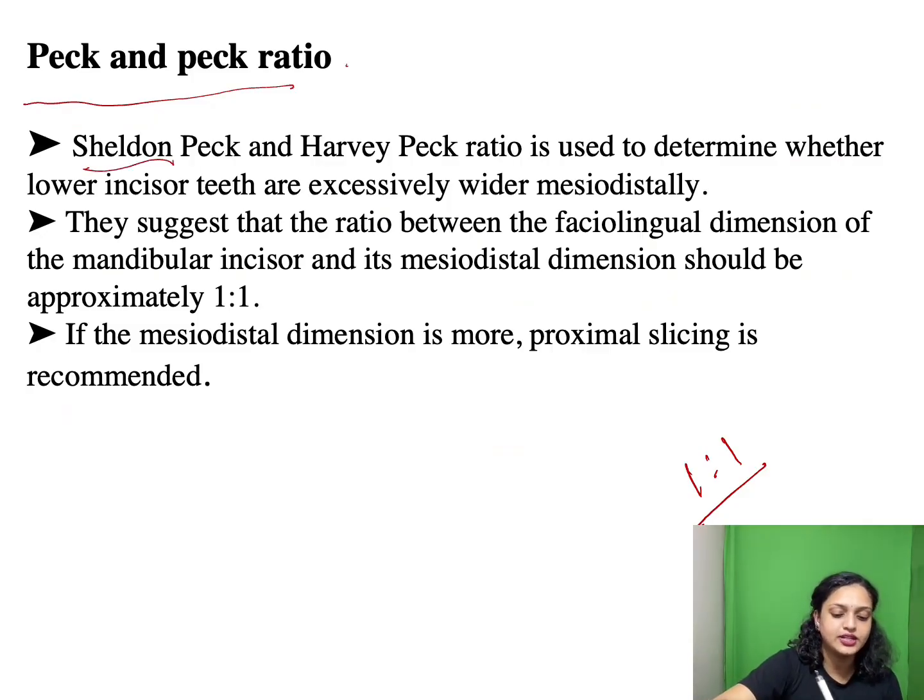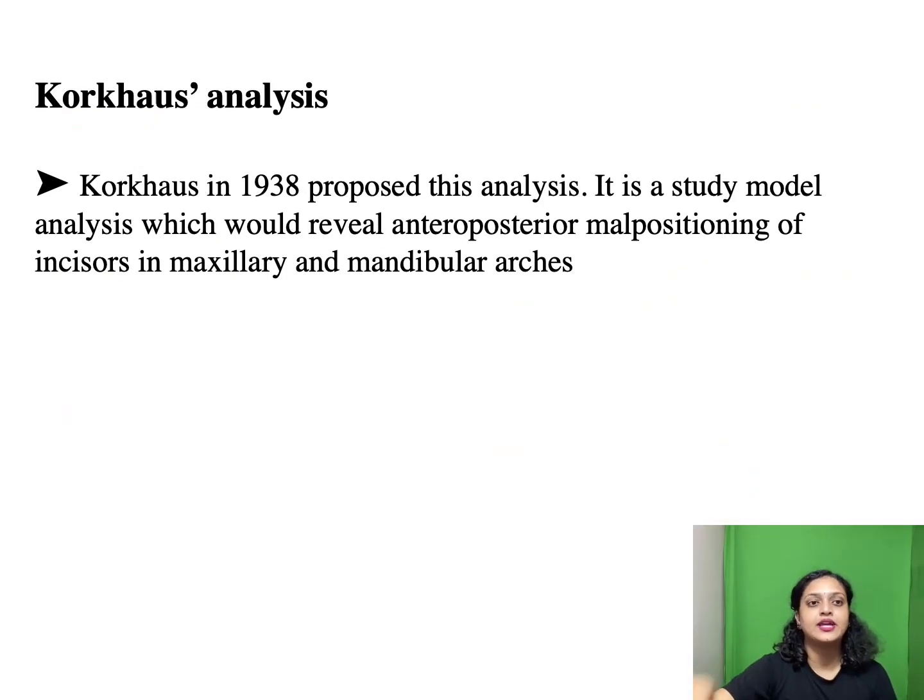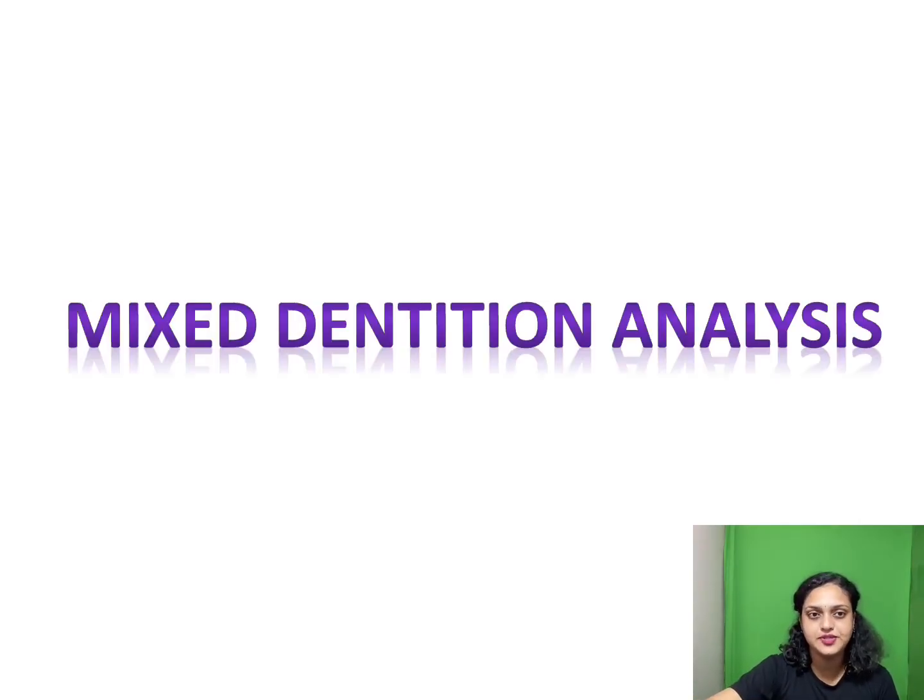It was given by Sheldon and Harvey Peck. So this question was once asked in an AIIMS exam. So please make a note, which analysis for lower incisors alone. Next is Korkos analysis. It's a study model analysis that would reveal anterior posterior malpositioning of the incisors in maxillary and mandibular arches. So that is the Korkos analysis. You just need to remember the names.